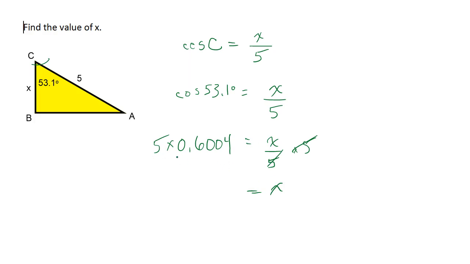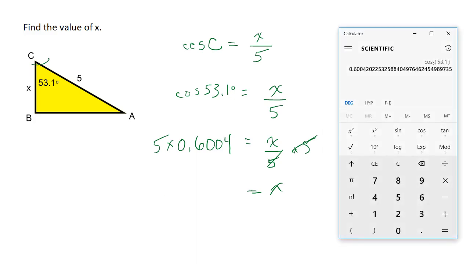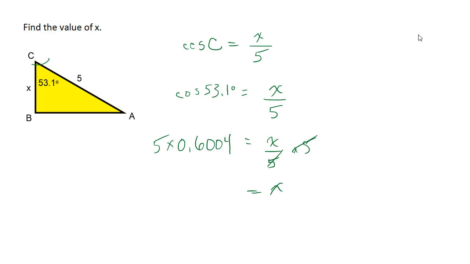x. So what is 5 times 0.6004? 0.6004 times 5 is equal to, you can see that's very, very close to 3, 3.002. I'm going to round that to a 3. So x must be 3. And that answer makes sense, seeing as the hypotenuse is 5, it's a reasonable answer.